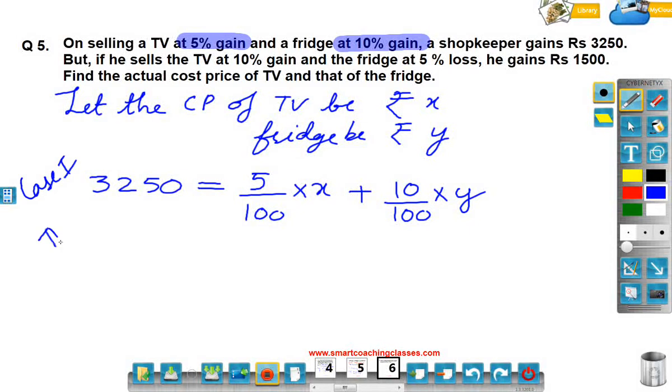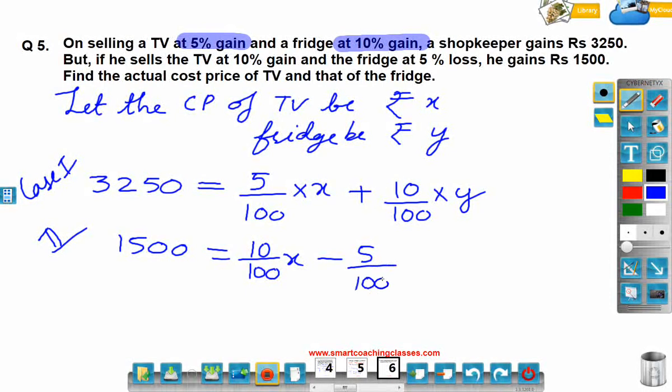Now let's do case 2. I'm sure most of you have already formed this, but here is a small catch. This includes 10% gain for TV, that means 10 upon 100 X, and loss. So what do you do with loss? You subtract loss. So 5% of Y. This gives you 1500. So this is how you're supposed to form the equations. Now moving on to the next question.